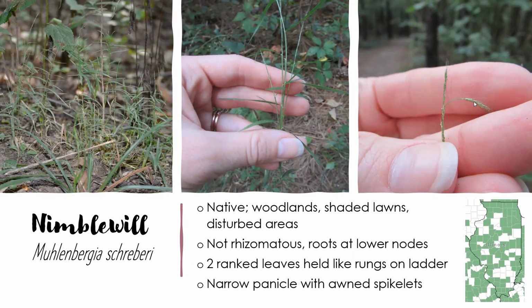And the spikelets are awned, okay? So the awns and the panicle is important when we compare it to the next grass, okay? You can see how small this grass is based on these pictures. So this one's gonna get about a foot and a half tall. So it is very short.